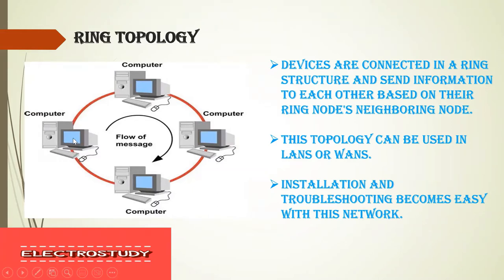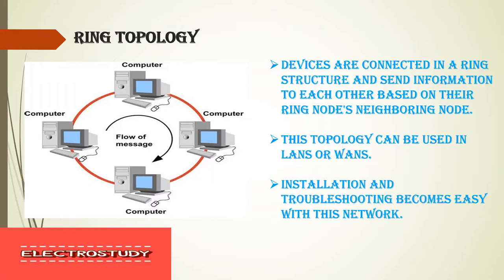Why? Suppose I am sending data from this node to this node. You can either transfer the data from here to here directly, or if it takes a path like this, it cannot reverse the data back. So the flow of the message will be in a clockwise direction. The data from this node is transferred to this node, then to this node, and finally reaches the destination. Here it does not need any central hub. There is no central hub connected to the different nodes. Each and every node acts as a central hub.